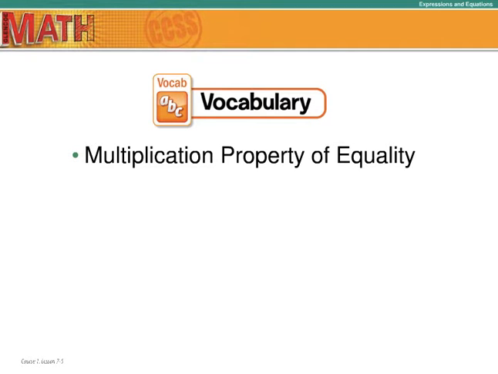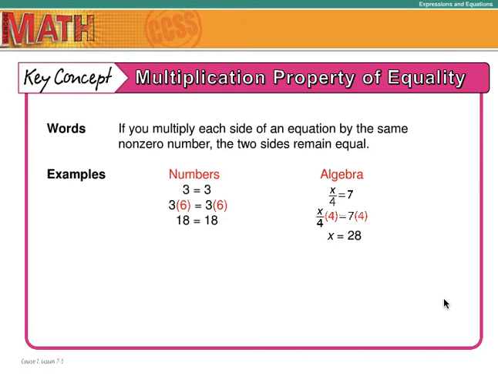Okay, just want to remind you really quick, the multiplication property of equality applies to division equations because it's the inverse operation. Go ahead and write the meaning of the multiplication property of equality in your notebook. If you multiply each side of an equation by the same non-zero number, the two sides remain equal. Numbers: 3 equals 3, 3 times 6 equals 3 times 6, 18 equals 18.